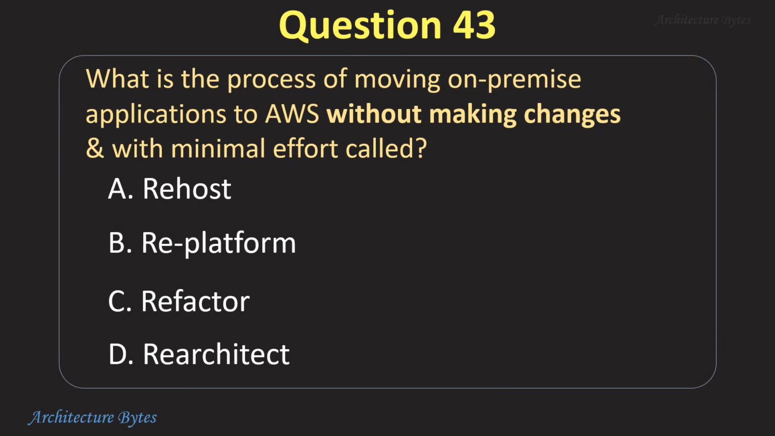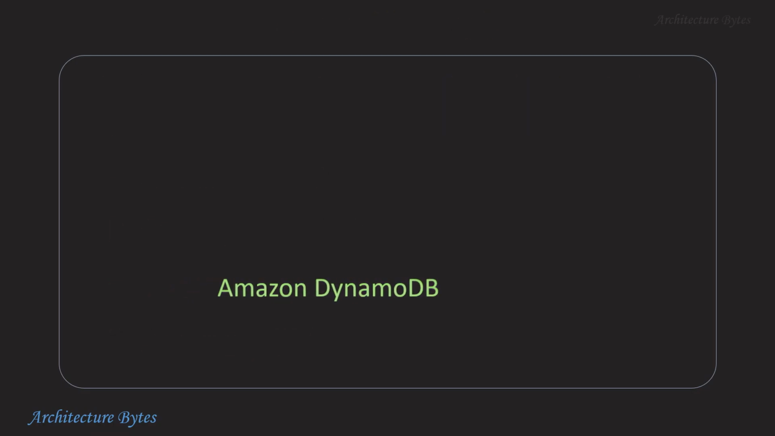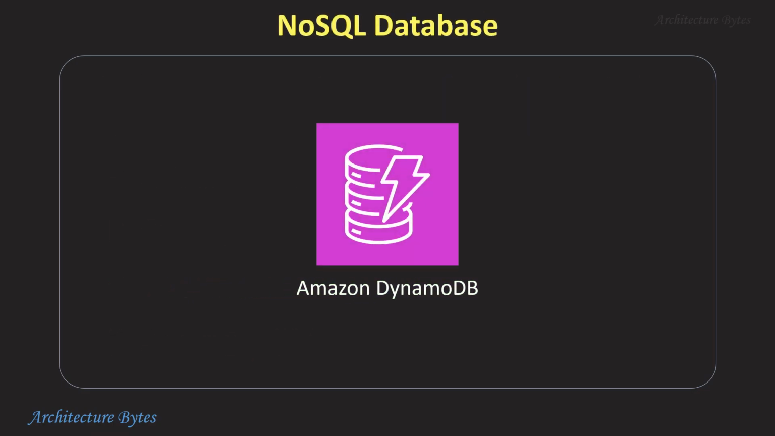What is the process of moving on-premise applications to AWS without making changes and with minimal effort called? Which serverless database service is best suited for key value store? Amazon DynamoDB is a highly scalable serverless database service that can store data as key value pairs.